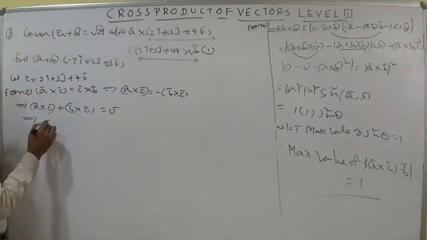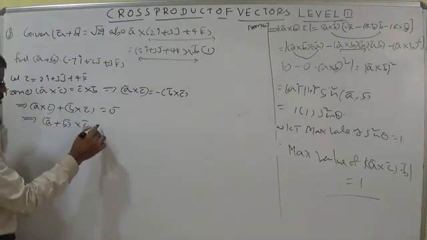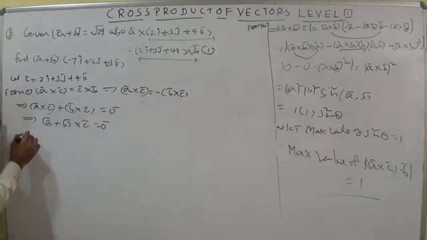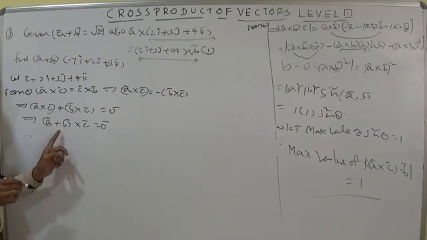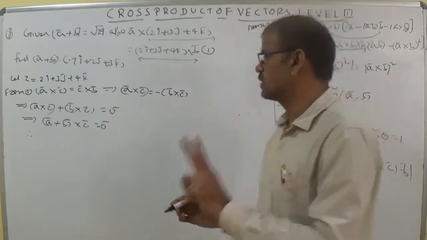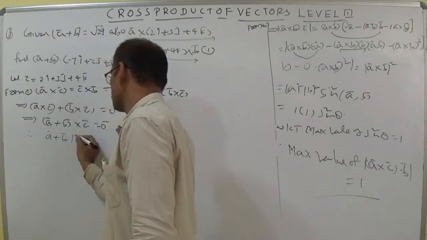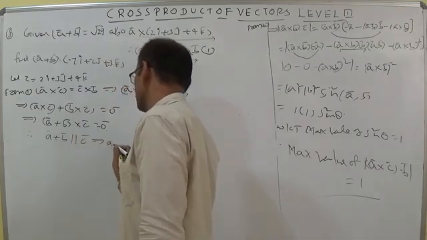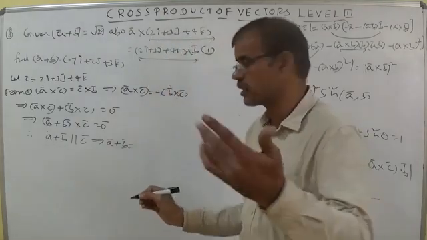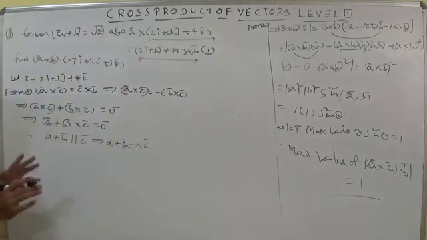That implies you can say here A bar plus B bar cross C bar, where C bar is the second letter. This is 0 vector. Therefore, whenever the cross product of two vectors is 0, then they are said to be parallel vectors. So A bar plus B bar parallel to C bar. Whenever two vectors are parallel, we can write a vector is a scalar multiple of the other. Then you can write here A bar plus B bar is equal to lambda into C bar.